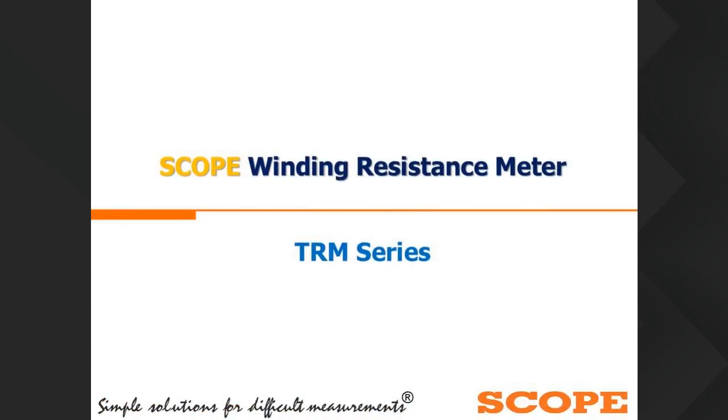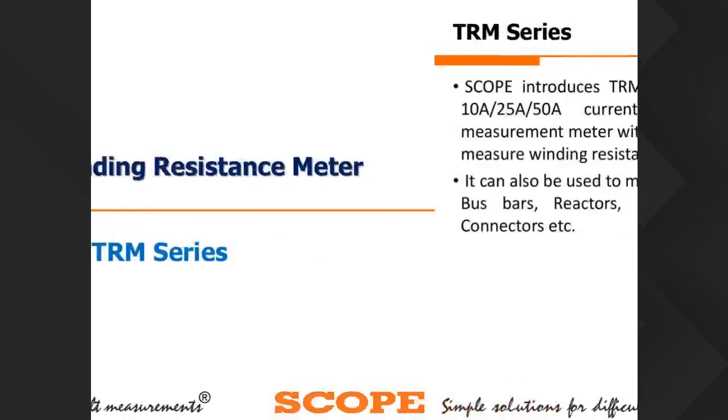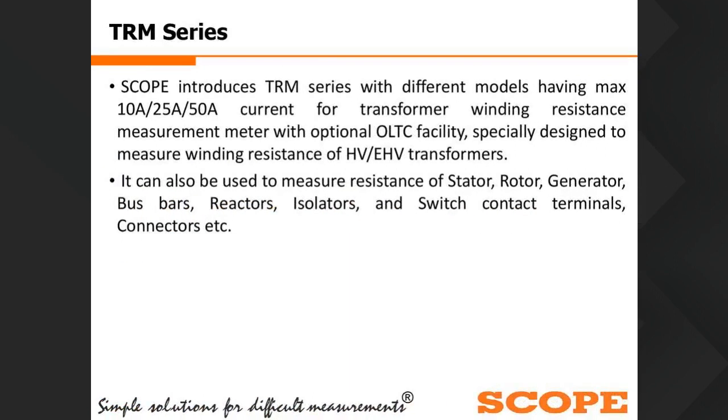Now we will see the Scope winding resistance meter, that is the TRM series. Here you can see the TRM series. Scope introduces the TRM series with different models having maximum current ranges of up to 10 ampere, up to 25 ampere, and up to 50 ampere. So we have three variants for winding resistance measurement.